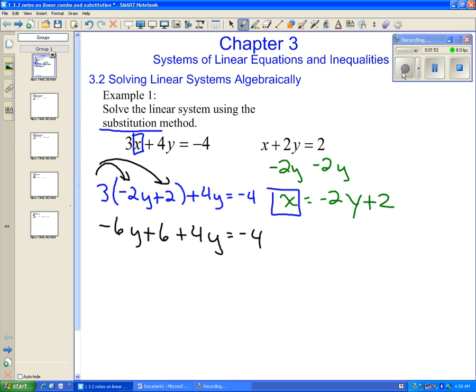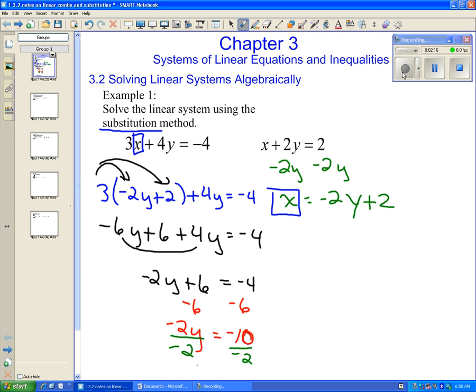I'm going to combine like terms. Negative 6y plus 4y is negative 2y, plus 6 is equal to negative 4. I'm going to subtract 6 from both sides. You get negative 2y is equal to negative 10. We're going to divide by negative 2. So y is equal to 5. That's part of my solution. That's part of my answer. y is equal to 5.